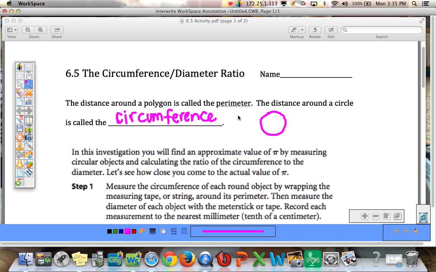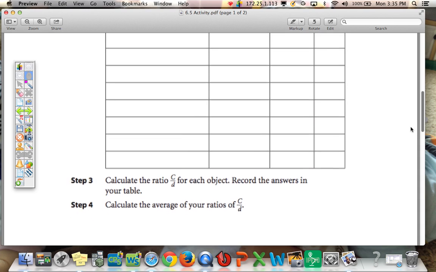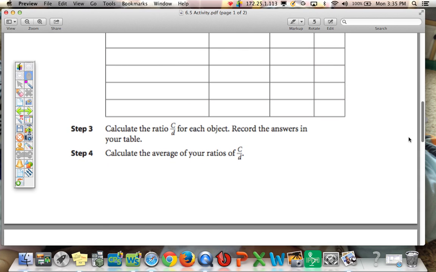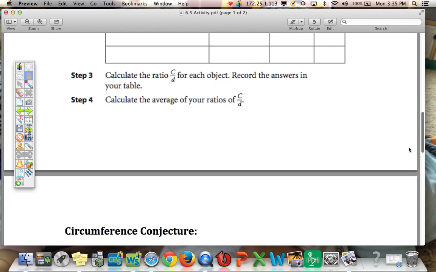So in class we're going to look at an investigation that will approximate the value of pi by measuring circular objects and calculating the ratio of the circumference to the diameter. And let's see how close we actually come to the value of pi. So here's the investigation we do in class. We'll be measuring, filling out the table, and then calculating the ratio for each object. It says calculate the average of your ratios of C over D, circumference over diameter.